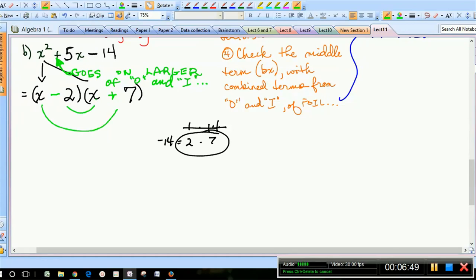So watch what happens there. Let's take a look. We have for outer plus 7x, for inner minus 2x. These do combine to give me positive 5x. So that's just messing with your outer and inner terms. It's simple. When a is just 1, when there's really a 1 out in front of x squared, you're only having to mess with the factors of the last thing, making sure they add up to the middle.